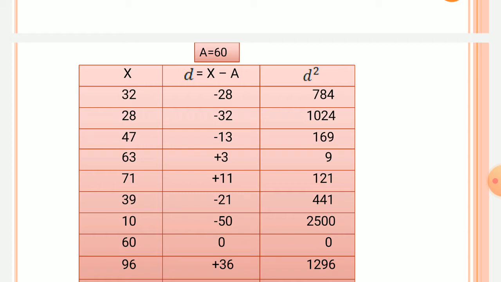Now make the differences: 32 minus 60 is minus 28, 28 minus 60 is minus 32, 47 minus 60 is minus 13, 63 minus 60 is plus 3, 71 minus 60 is plus 11, 39 minus 60 is minus 21, 10 minus 60 is minus 50, 60 minus 60 is 0, 96 minus 60 is plus 36.